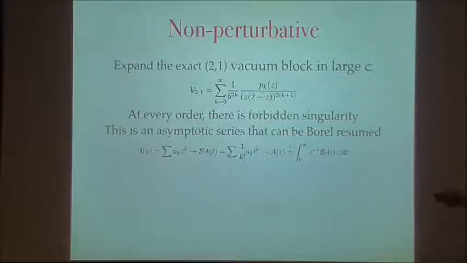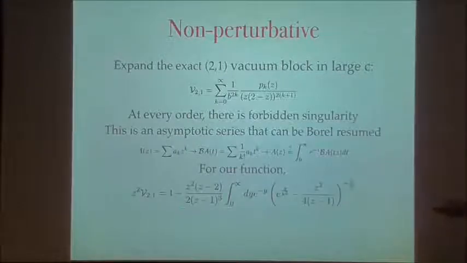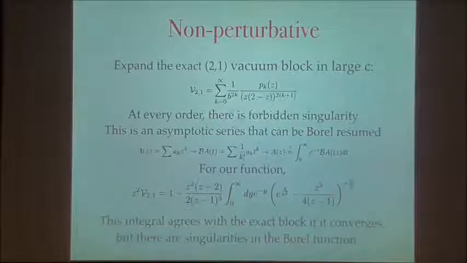And if that converges, you get a function that you call the Borel function. And you can try to recover your initial function from the Borel function by this integral, if it converges. For our case of this 2-1 vacuum block, we get this function. This is our Borel integral. And we check that when this integral converges, it indeed produces that hypergeometric form that we recovered earlier.